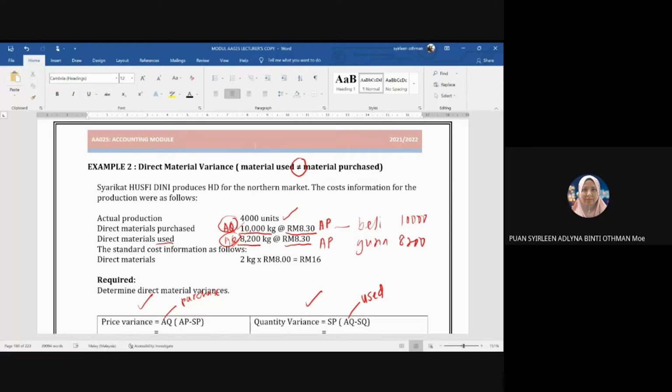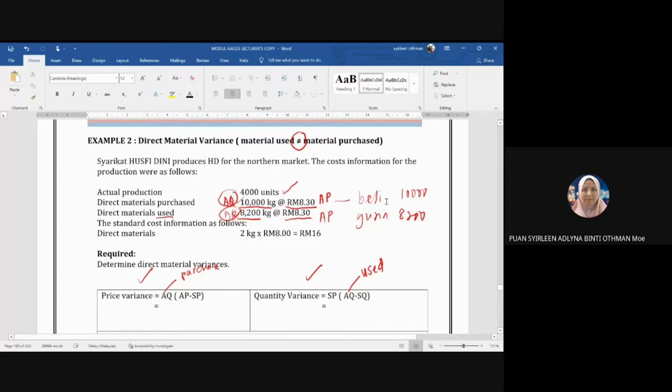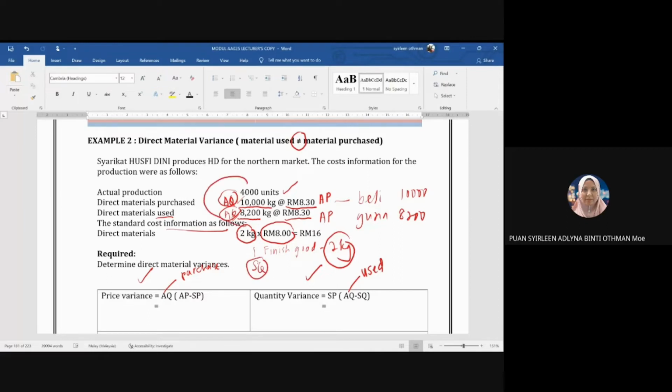Okay, alright. So now if I were to calculate the price variance, okay, my actual quantity untuk price ialah semasa saya beli will be 10,000 kg. Okay, and my standard price dia bagi dekat bawah ni. The standard cost information is as follows. Standard price dia ialah RM8. Okay, dan standard quantity dia ialah 2 kg untuk satu bahan mentah. Untuk satu finished goods. Okay, one finished goods require you to use 2 kg of bahan. So berapakah SQ? SQ saya kena darab lah. 2 kg darab unit produce. So baru saya akan dapat standard quantity.